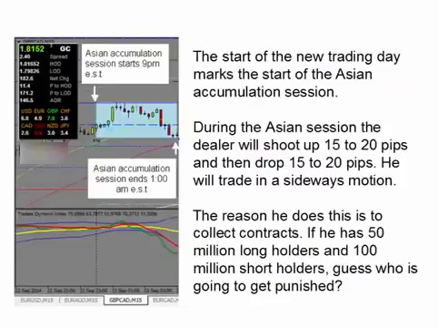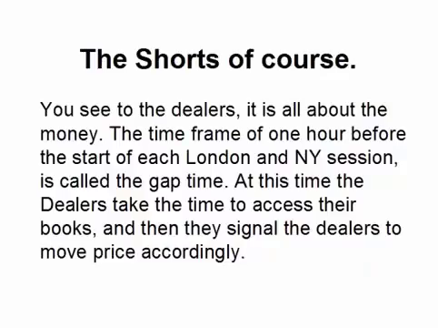The start of the new trading day marks the start of the Asian accumulation session. During the Asian session, the dealer will shoot up 15 to 20 pips, and then he will drop 15 to 20 pips. And then he will trade in a sideways motion. The reason that he does that is he wants to collect contracts. If he has 50 million long holders and 100 million short holders, guess who's going to get punished? The shorts, of course. You see, to the dealers, it's all about the money.